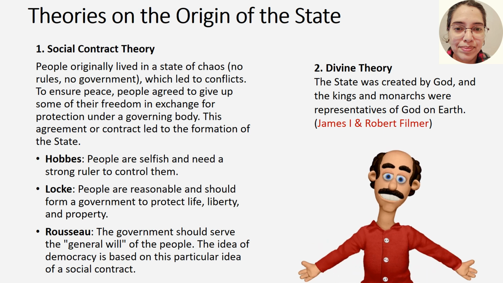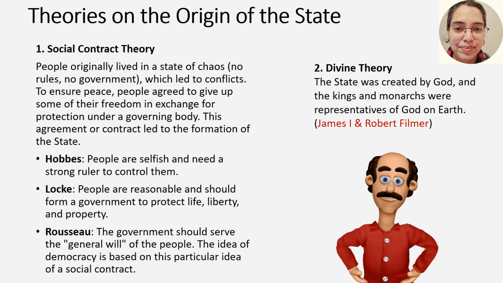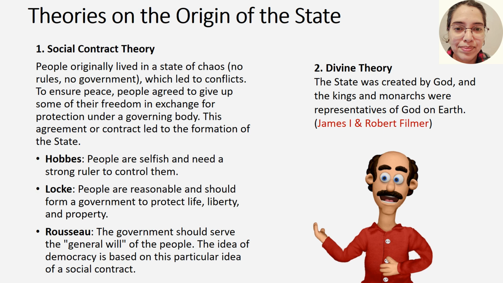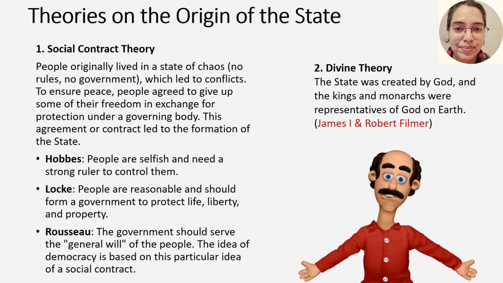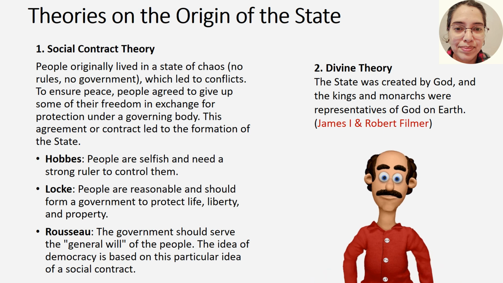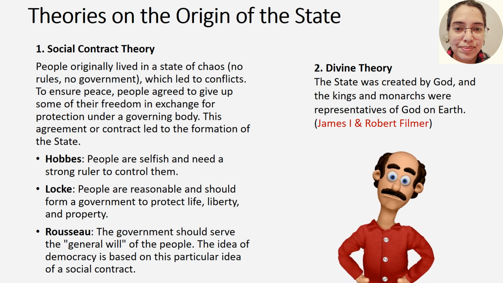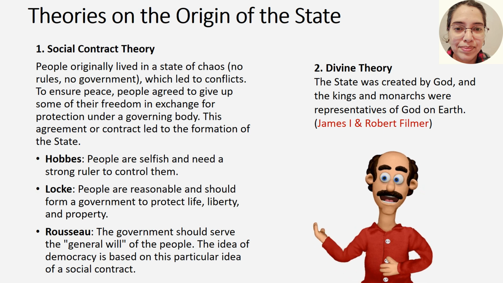The second major theory that we have is the divine theory. It argues that the state was created by God, and that kings and monarchs are the representatives of God on earth. For example, the ancient Egyptian pharaohs were considered living gods, and the kings of Europe justified their rule as the divine right of kings.